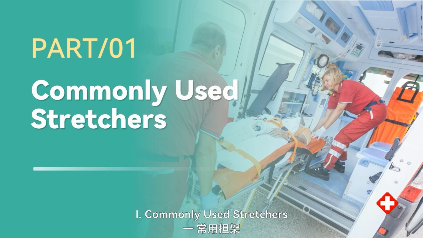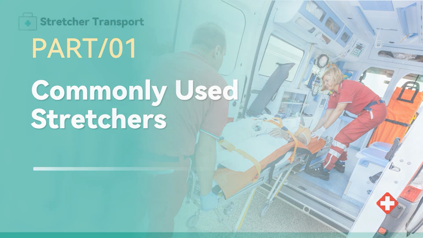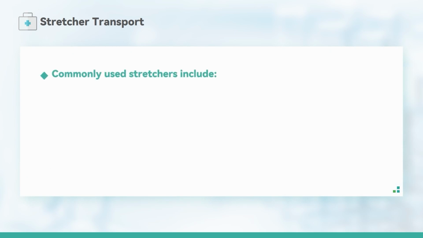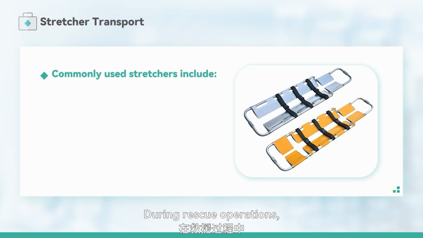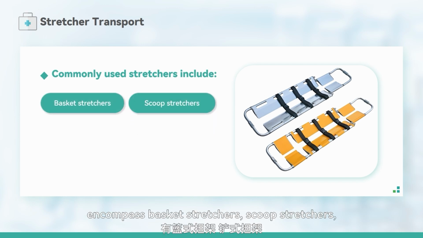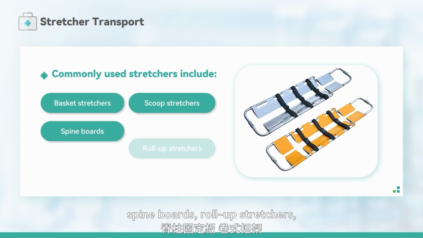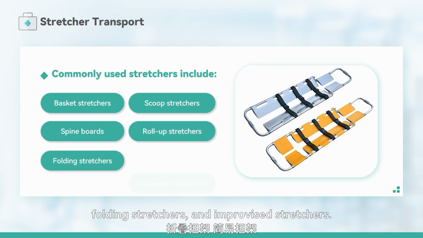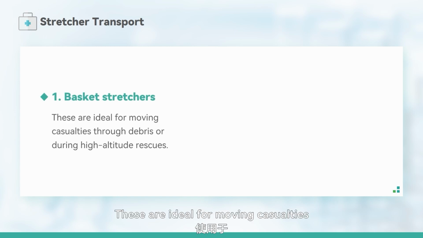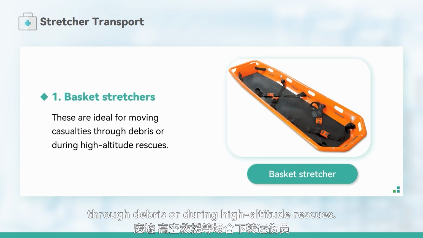1. Commonly used stretchers. During rescue operations, the types of commonly used stretchers encompass basket stretchers, scoop stretchers, spine boards, roll-up stretchers, folding stretchers, and improvised stretchers. Basket stretchers. These are ideal for moving casualties through debris or during high-altitude rescues.